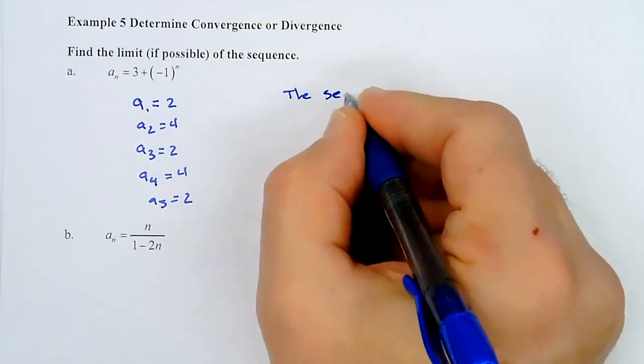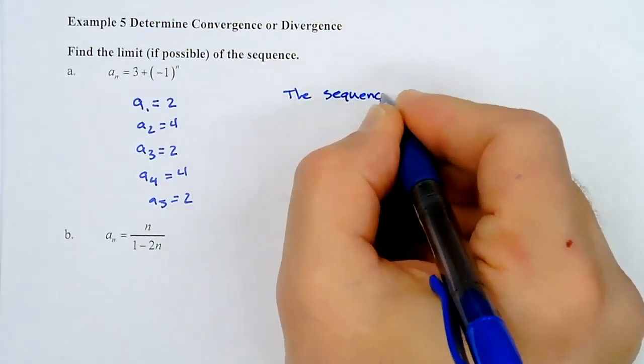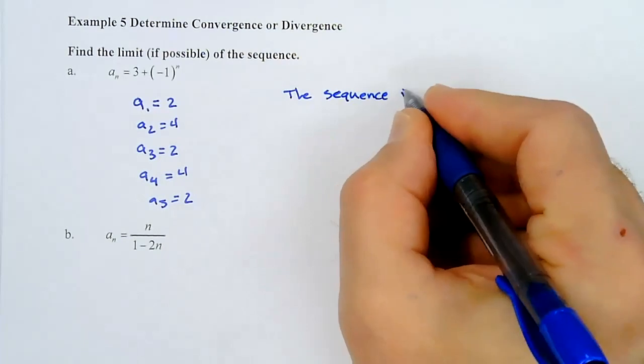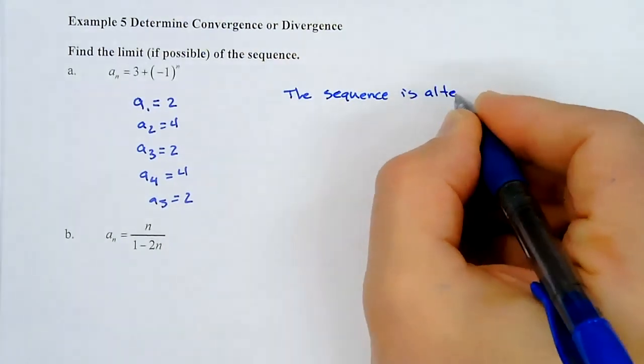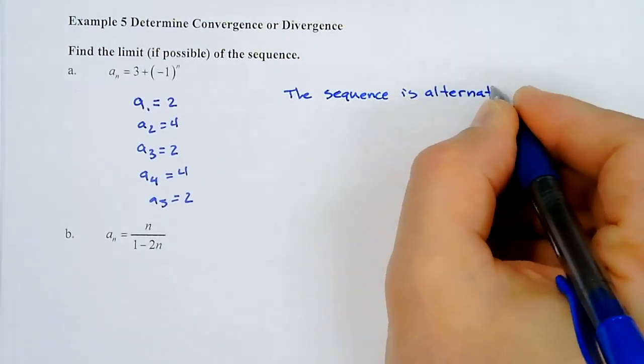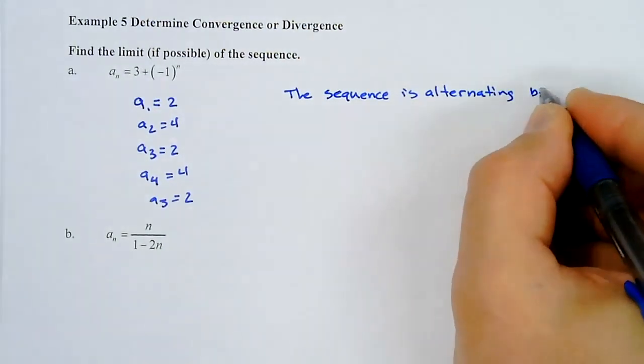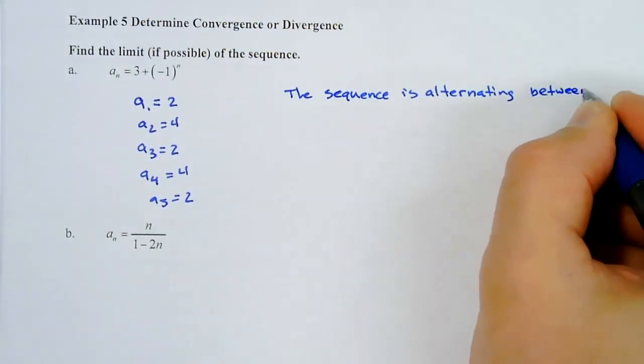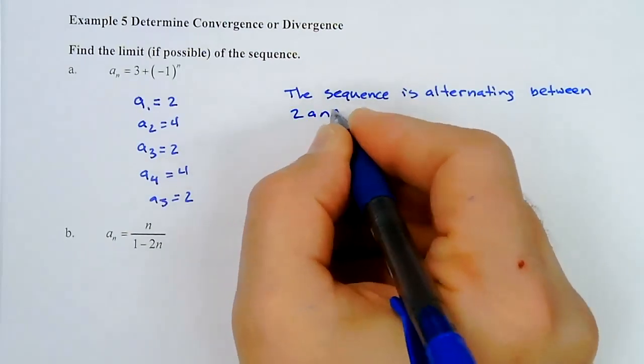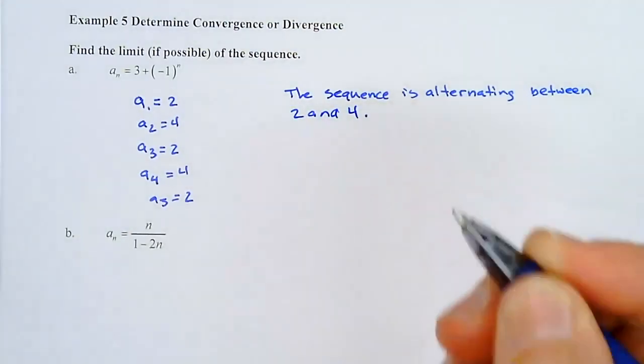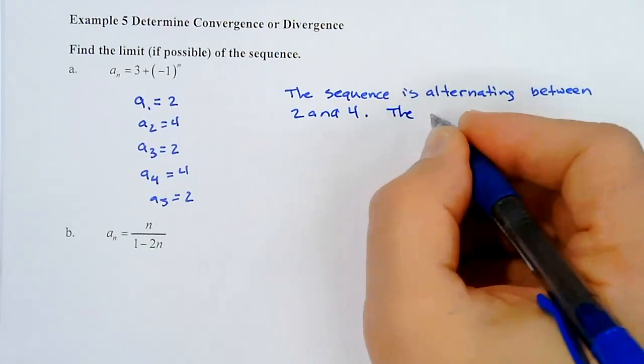So the sequence is not approaching one value, it is alternating between 2 and 4. And so the sequence diverges.